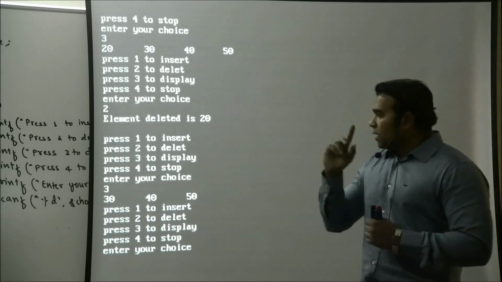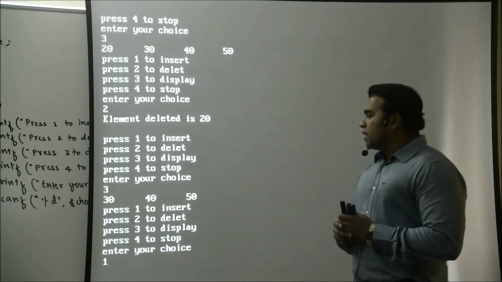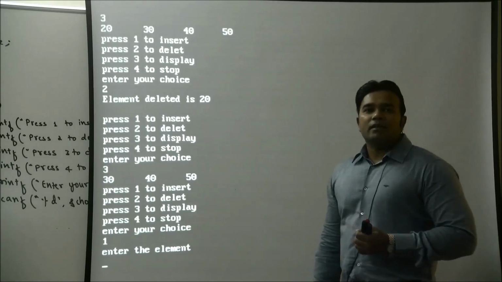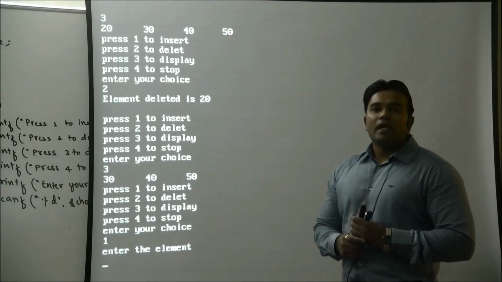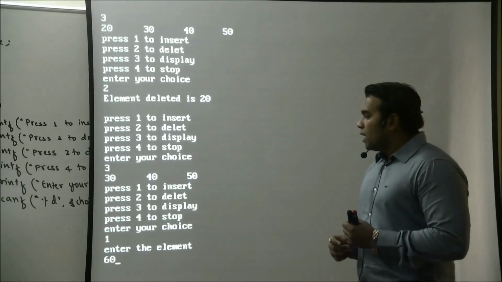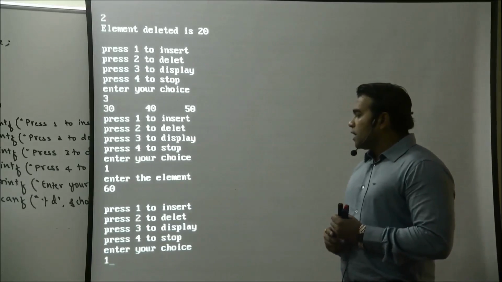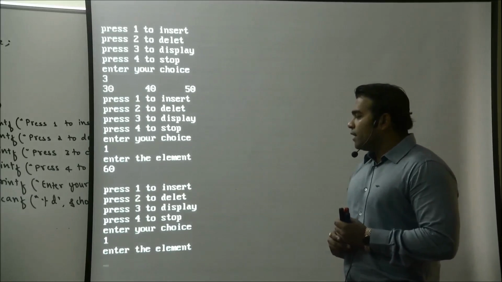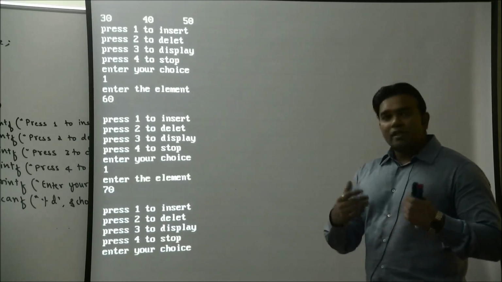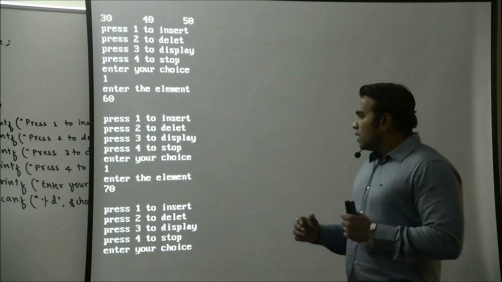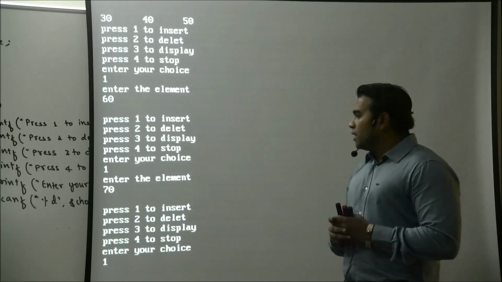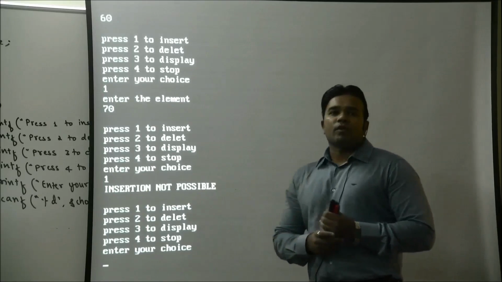Hence, now again I will press 1, in which case it will ask me to enter the element. It means it is ready to reuse. I will enter 60. Again I will enter 1, in which case it will ask me for the element: 70. So the two vacant locations I have used up. Again if I press 1, it will say insertion not possible.